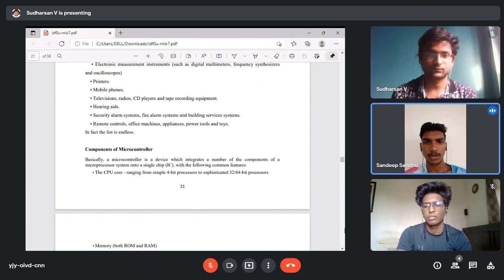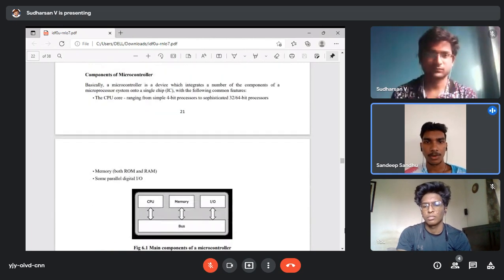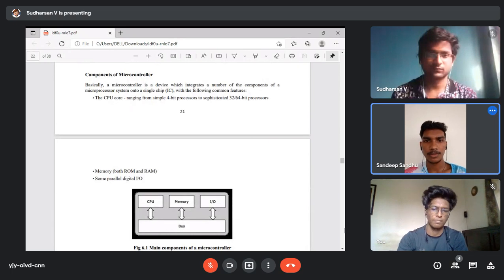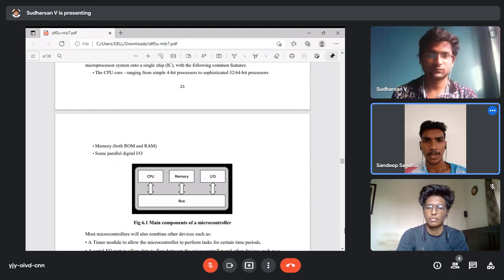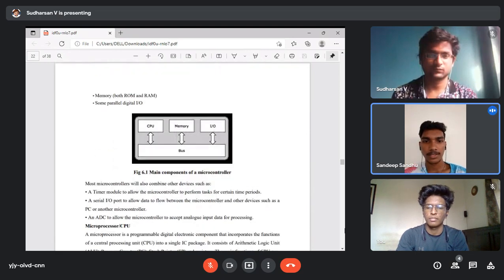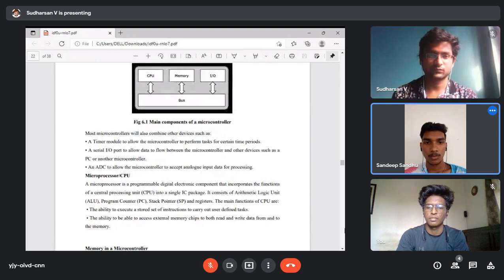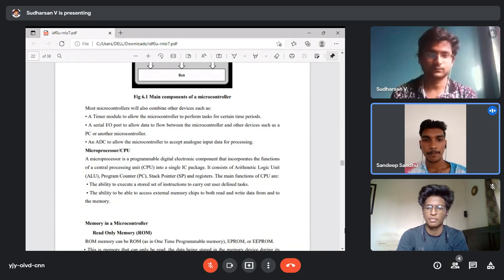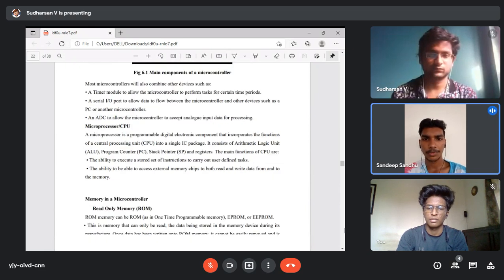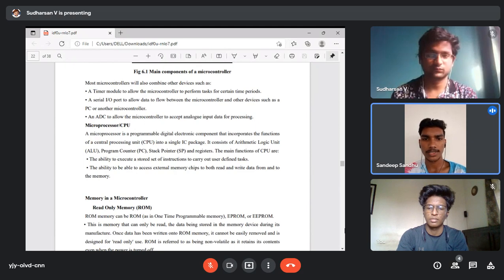Components of a microcontroller: the CPU core, ranging from a simple 4-bit processor to a sophisticated 32 or 64-bit processor, memory, and some parallel digital input output. Most microcontrollers will also combine other devices such as a timer module to allow the microcontroller to perform tasks at certain time periods, and a serial input output port to allow data to flow between the microcontroller and other devices such as a PC or another microcontroller.